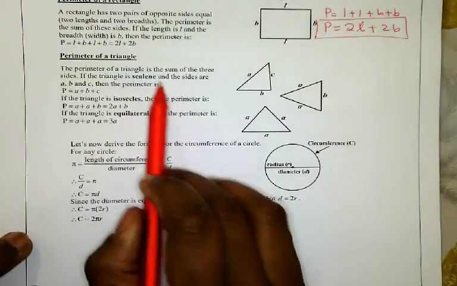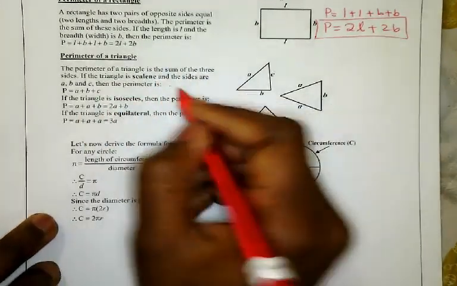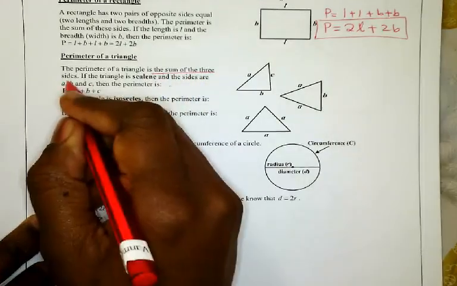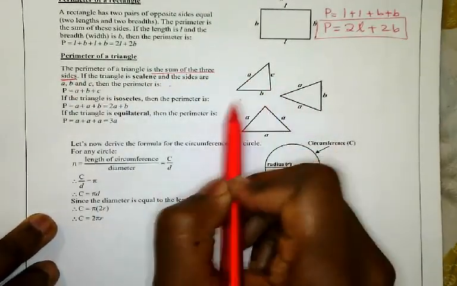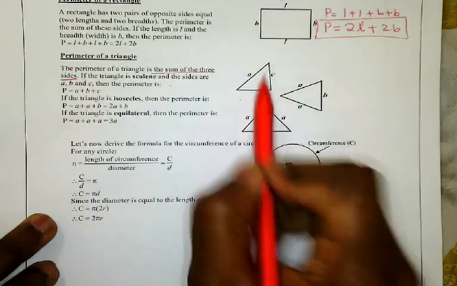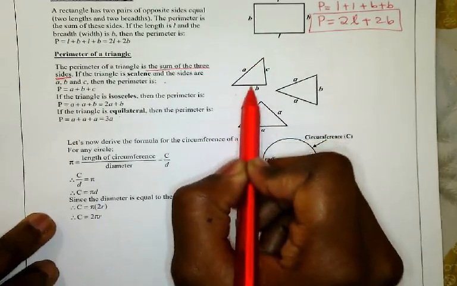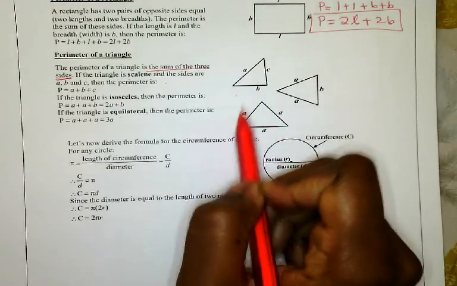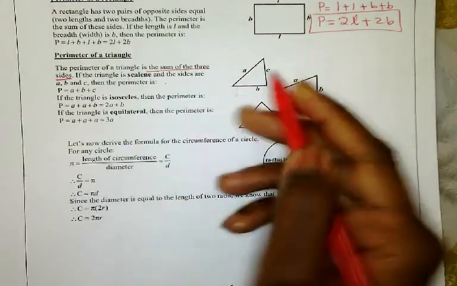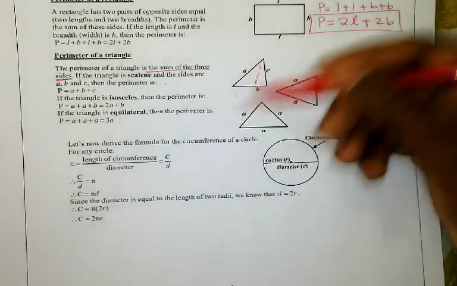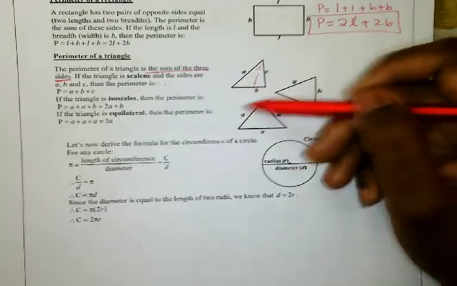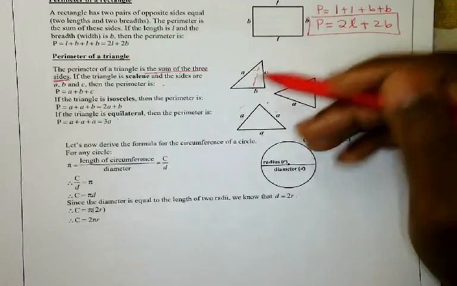Yes. The perimeter of a triangle is the sum of the 3 sides. Remember, a triangle is made up of 3 sides. So you just add up the sides around. If inside maybe we have a height, we don't include the height when we're doing the perimeter. We just add the sides outside. So here we'll just add, here we'll just add.